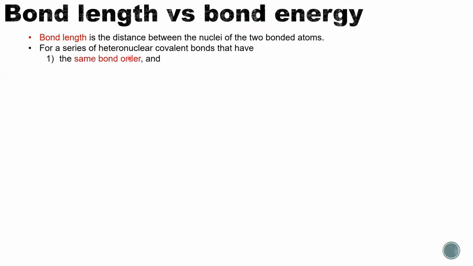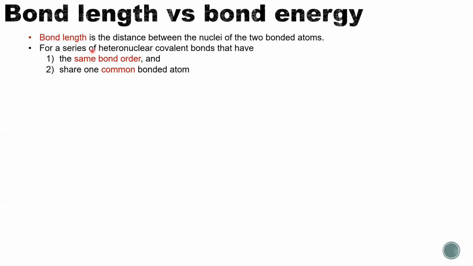So the requirements are, first, they have the same bond order. We don't want bond order to mess up the sequence of bond lengths. And second, they share one common bonded atom. So that means it can be, say, a carbon-oxygen bond, carbon-carbon bond, carbon-hydrogen bond, carbon whatever bond, needing to have one common bonded atom.